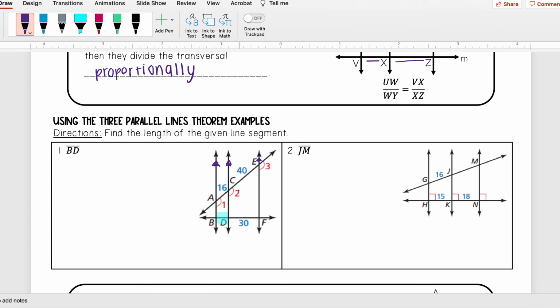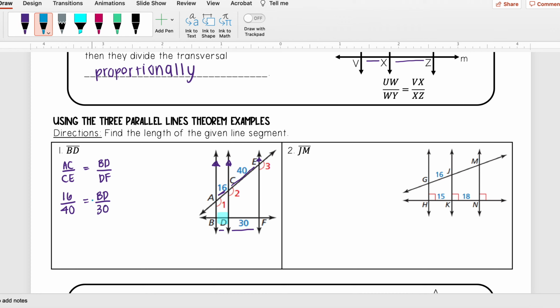And so since these lines are parallel and they're being cut by transversals, I know that it's cutting the sides proportionally. And so that means that AC over CE is equal to BD, which is the side length here, over DF. AC has length 16, CE has length 40. Trying to find BD, DF has length 30.